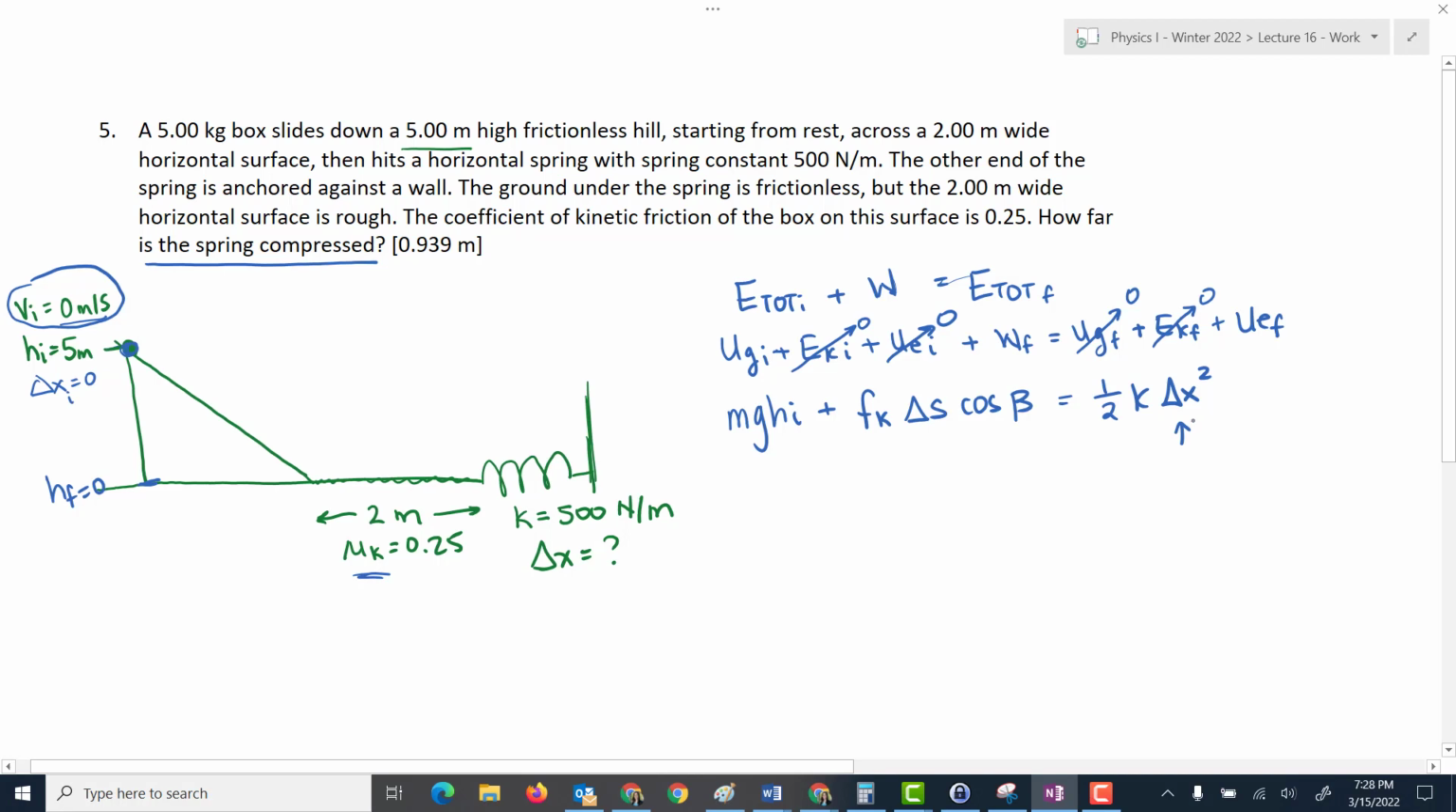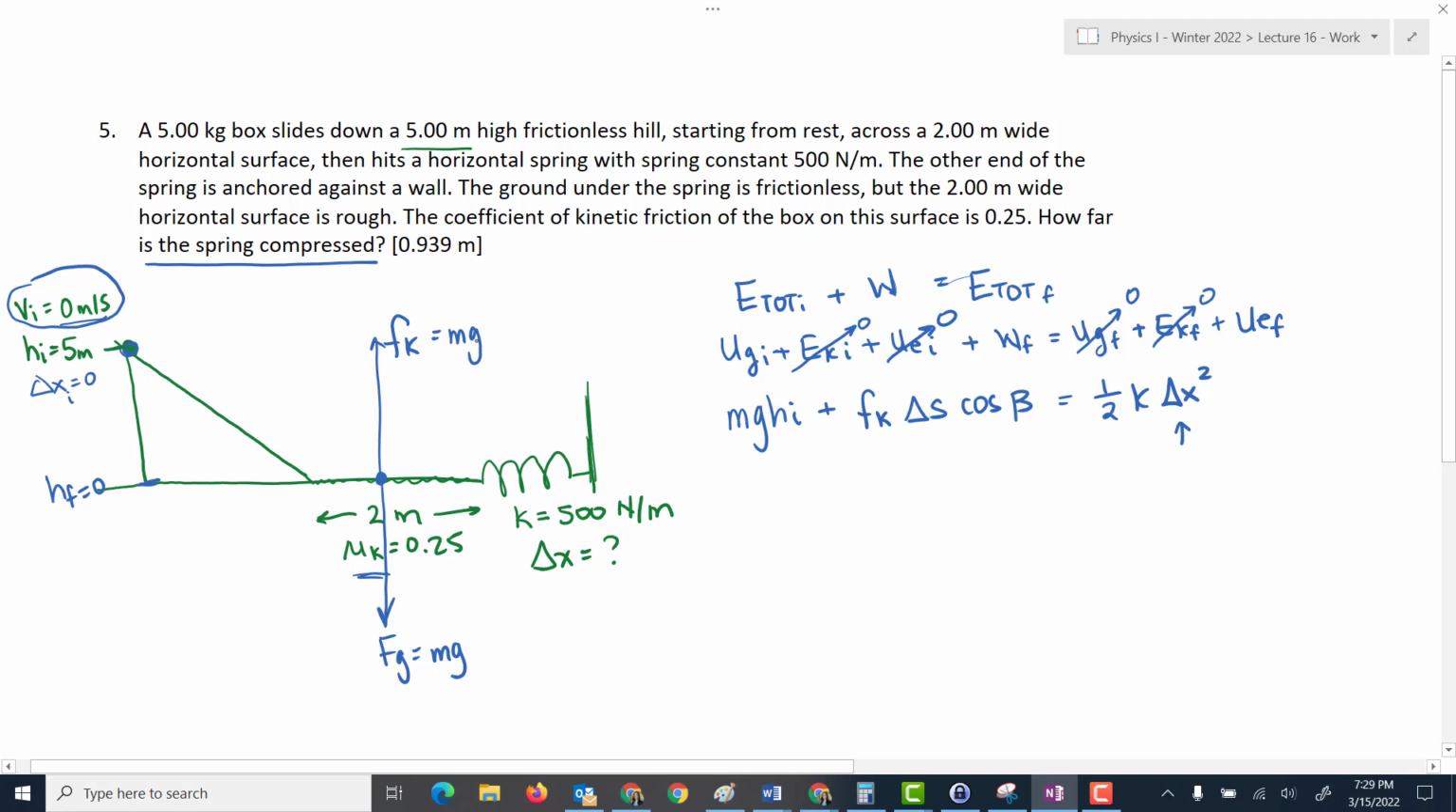Okay, so let's look at Fk and cos beta a bit. So Fk, we know, is the force of kinetic friction when the object is on this rough surface where there is friction. So if we were to draw a free body diagram here, what would we see? We'd have force of gravity, which equals mg, and we'd have a force of kinetic friction. And now because the object's not moving or accelerating in the y direction, there can't be a net force in the y direction, which means the force of gravity and the normal force should cancel out. So the normal force would be mg.